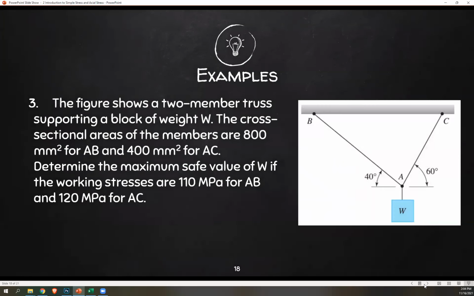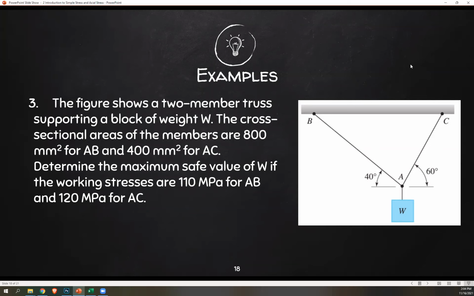Number 3, the figure shows a 2-member truss supporting a block of weight W. The cross-sectional areas of the members are 800 millimeters squared for AB and 400 millimeters squared for AC. Determine the maximum safe value of W if the working stresses are 110 MPa for AB and 120 MPa for AC.